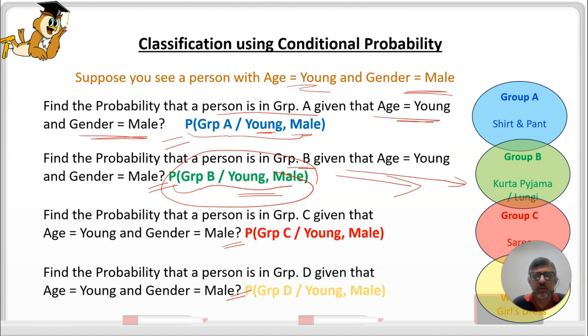Now look at this, this is a fairly logical thing to say, right? I mean, given that the input is young and male, if you compare the conditional probabilities of him being in group A, group B, group C and group D, given that he is young and male, whichever of them is the highest, you assign the person to that group. This is a fairly logical thing to say.